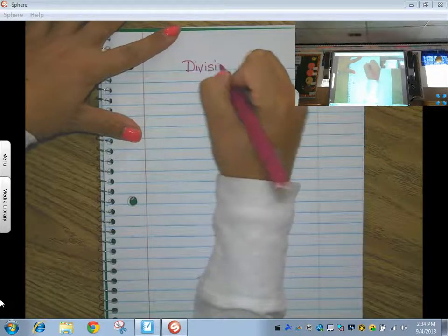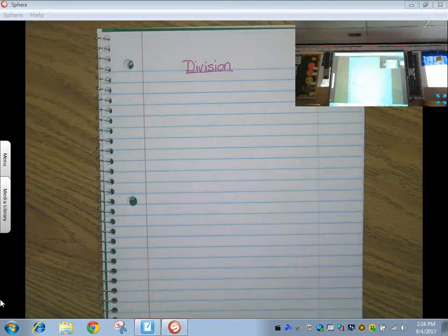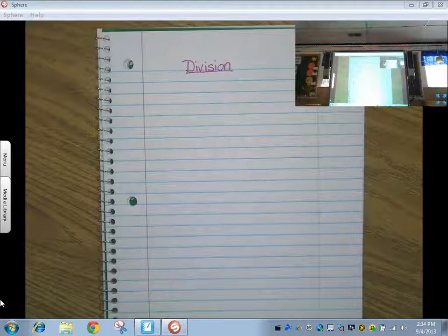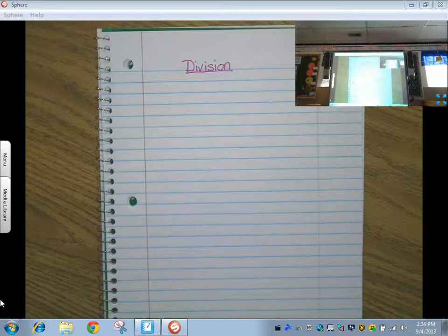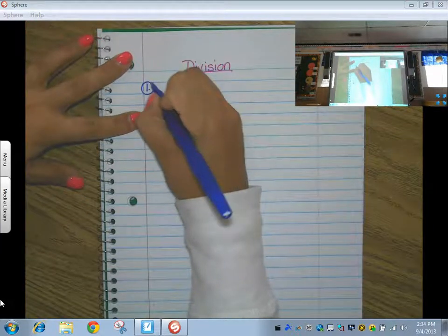Okay. So the first strategy that I saw you guys doing yesterday, and I saw almost everybody do this, is you use multiplication to divide. So we're going to write number 1 for our first strategy. And it's called using multiplication to divide.